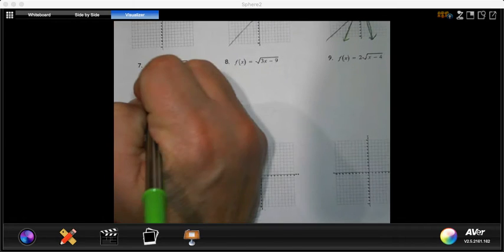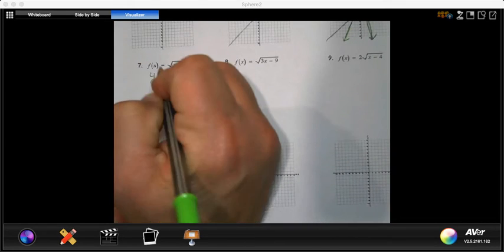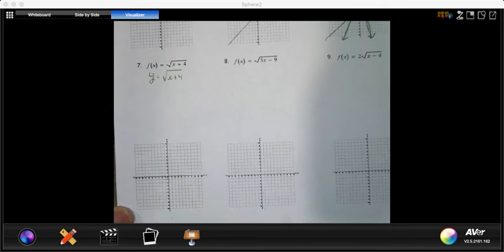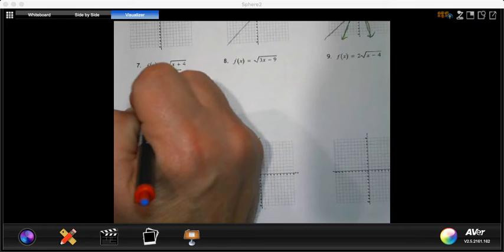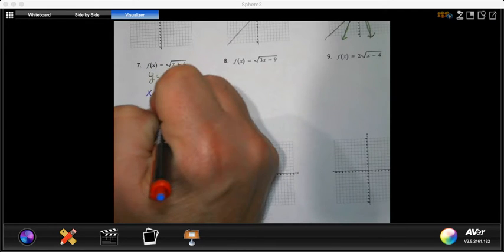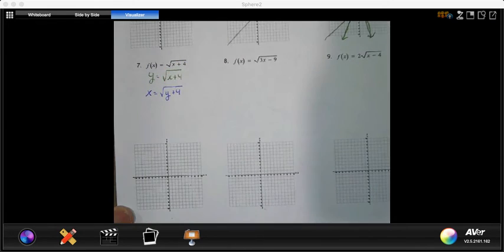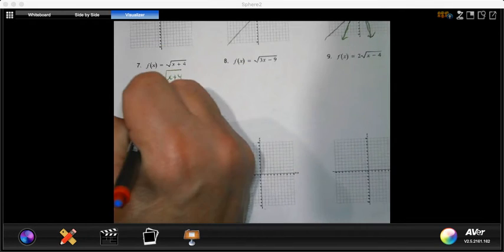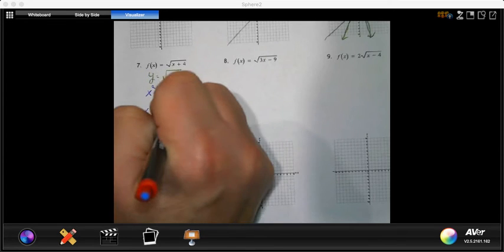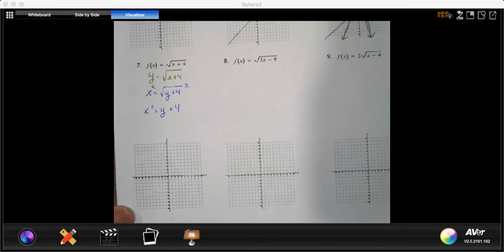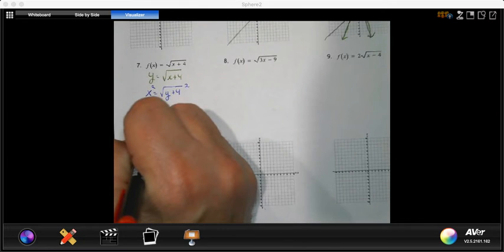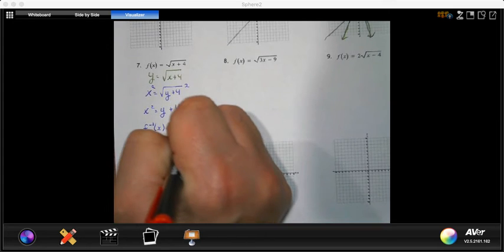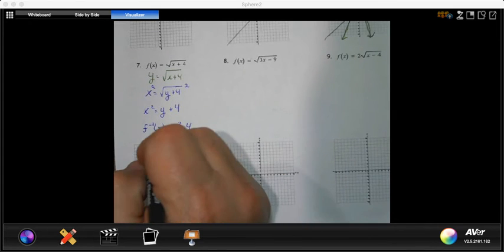So you replace f of x with y, so y equals root x plus 4. Then you change the x and the y, so x equals root y plus 4. All right, to get rid of a square root, we got to square both sides. So x squared is equal to y plus 4. Subtract 4 and turn it around. So the inverse function is x squared minus 4. That's my answer.